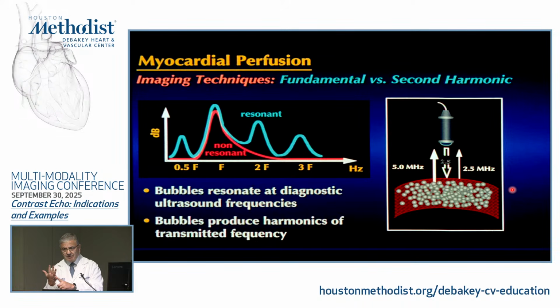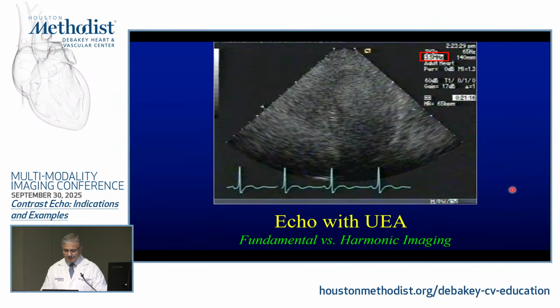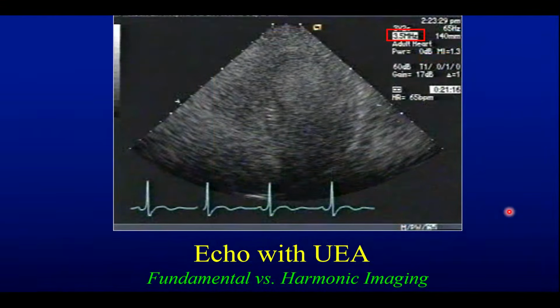So the first part of optimization, make sure that the mechanical index is not too high. The second one is look at second harmonic, okay? So this is fundamental versus harmonic imaging. There you go. So this is a 3.5. That's the fundamental frequency, okay?